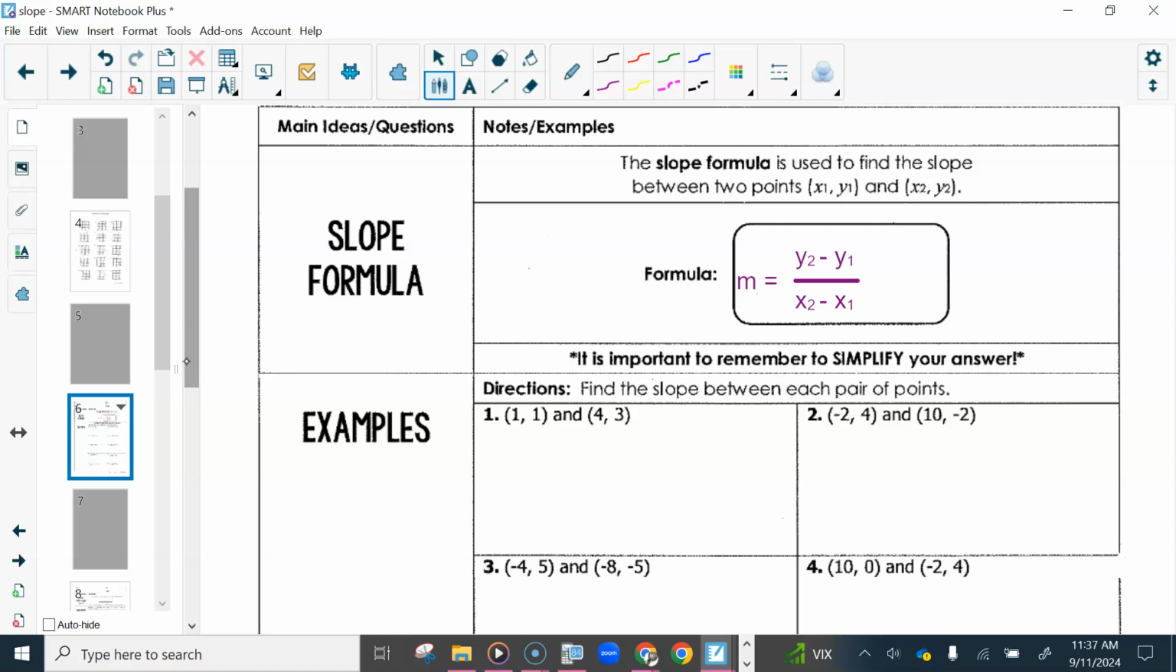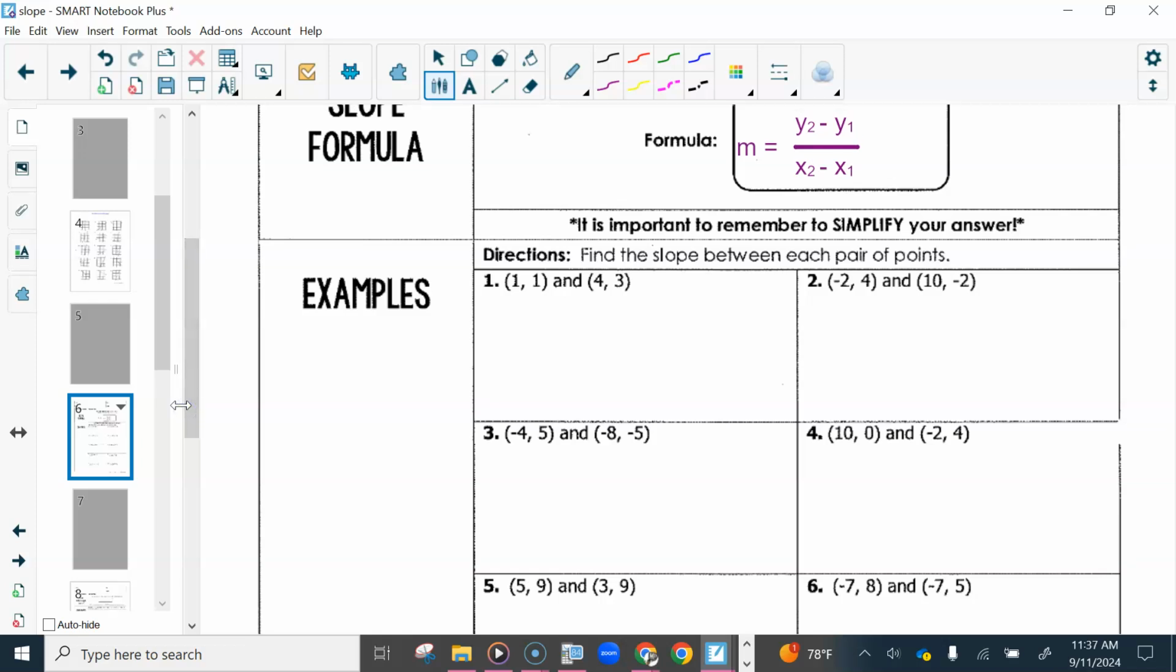Let's say we forget the order, and we switch this. As long as we also switch the denominator, we're good. But if you only switch one, you're going to end up with a positive when it should have been negative, or vice versa. So just keep that in mind. And we need to simplify all this.